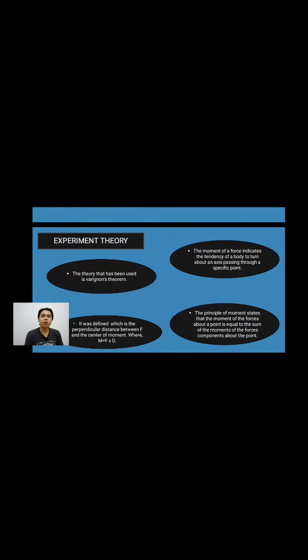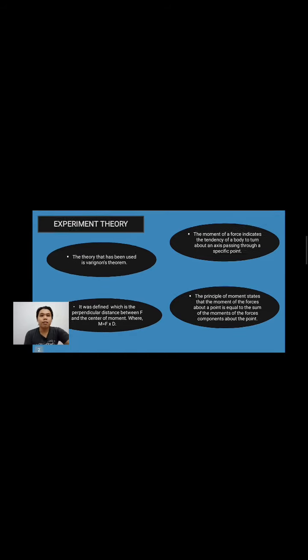Firstly, for experiment theory, the theory that has been used is Varignon's theorem, which is defined as the perpendicular distance between F and the center of moment, where M equals F times D. D is distance and F is force. The moment of a force indicates the tendency of a body to turn about an axis passing through a specific point. Lastly, the principle of moments states that the moment of a force about a point is equal to the sum of the moments of the force components about the point.